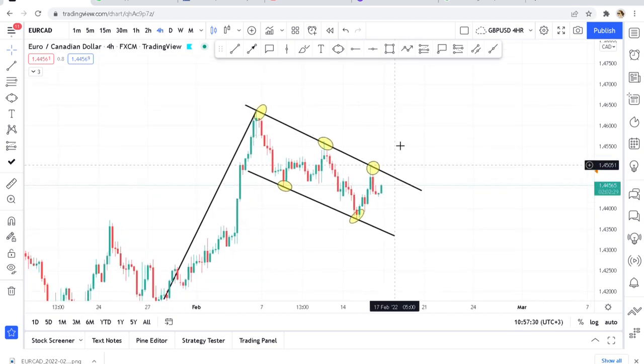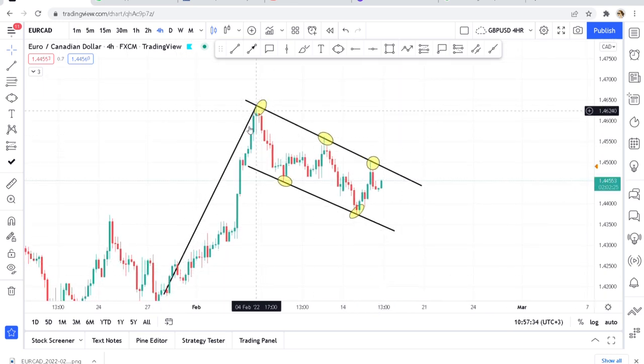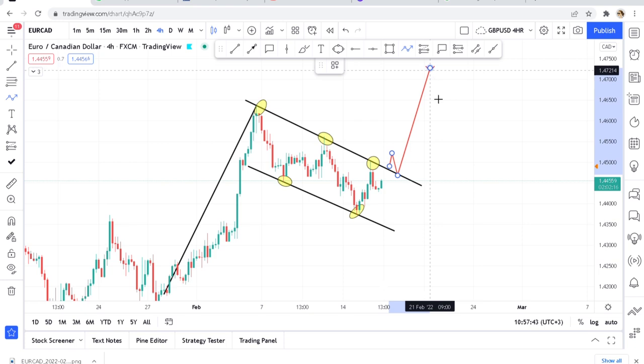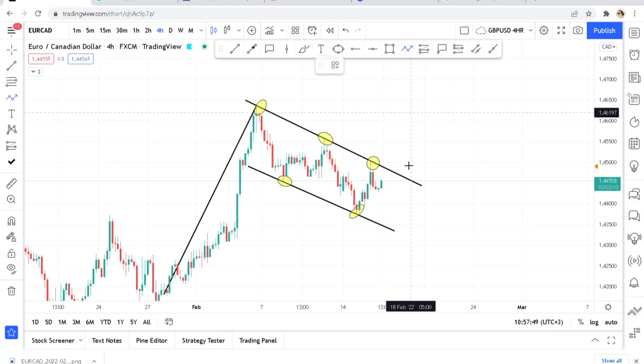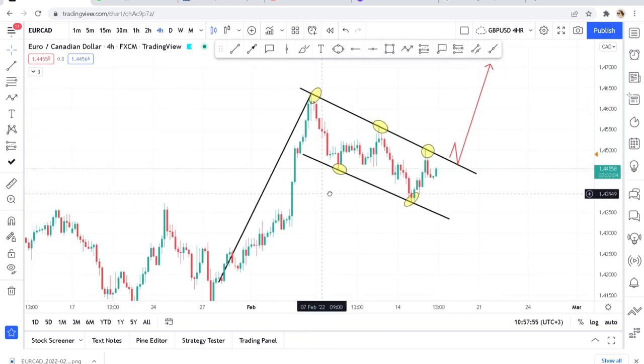Let me show you. If the market breaks, let's say it comes and breaks, it goes the same distance as, let me show you. So if the market breaks here and retests, where does the market go? The same distance as the pole. You see here, this pole, it will go the same distance. So this market can be a very, very long-term buy.